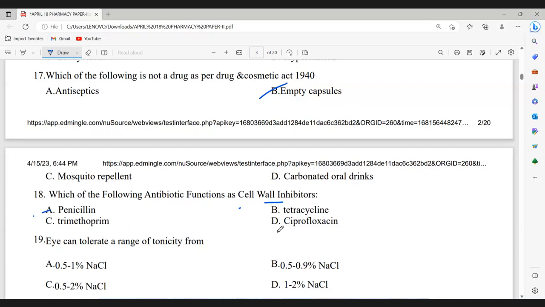Then ciprofloxacin inhibits topoisomerase 2. Tell me the other name of topoisomerase 2. What is the other name of topoisomerase 2 enzyme? Do you know? I need the answer from you. Yes, DNA gyrase. It will block the activity of topoisomerase 2 and topoisomerase 4, which is necessary to separate bacterial DNA. Thereby, cell division is inhibited.